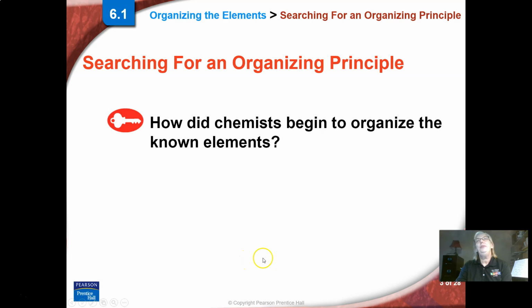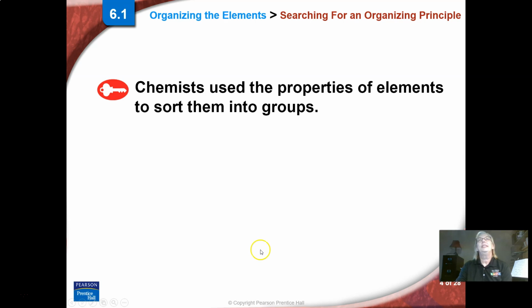So how do we decide to organize them? So let's see. We decided to use properties. So chemists decided that all the things that react the same way or similarly, we're going to put them in a group. So we're going to call that a family.